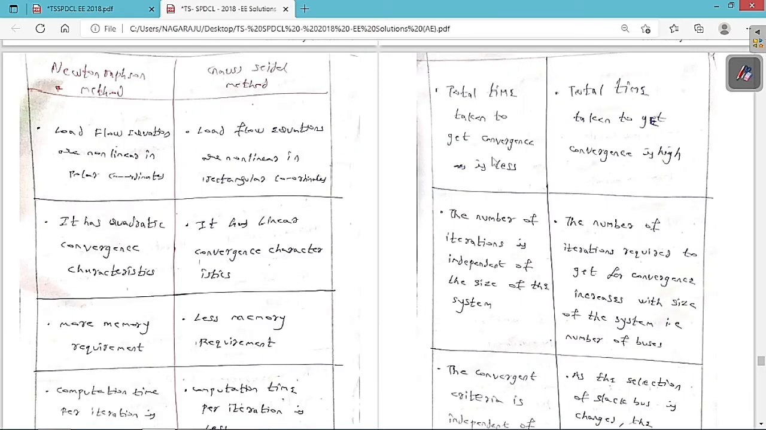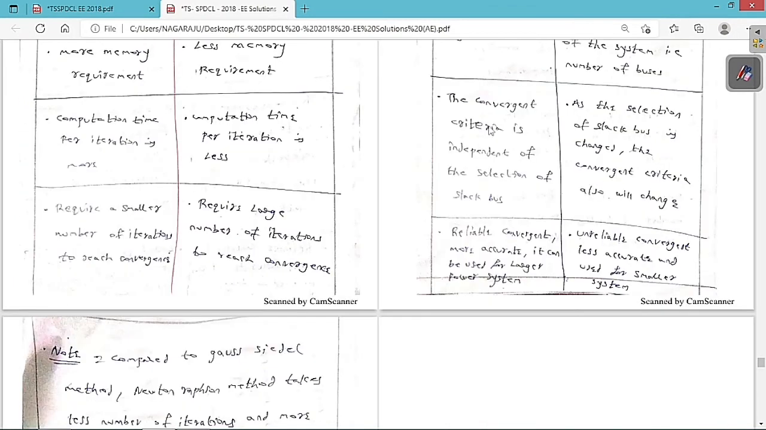See, it requires fewer iterations to reach convergence, but each iteration requires more time. So the total time taken to get convergence is very less, and the number of iterations is independent of the size of the system. The convergence criteria is independent of the selection of the slack bus, and it is very reliable, convergent, and more accurate. It can be used for larger power systems also.